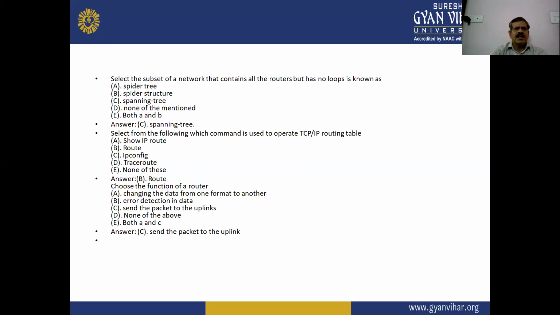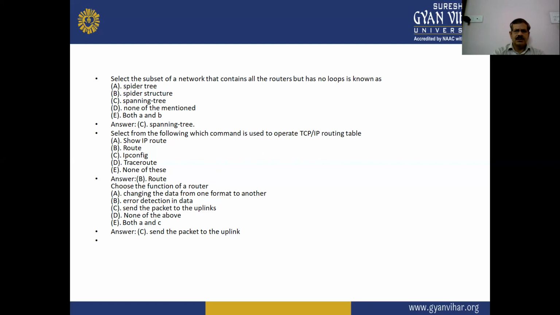In the next question, select the subset of a network that contains all the routers and has no loops is known as: option A, spider tree; B, spider structure; C, spanning tree; D, none of the mentioned; and option E, both A and B. The subset of a network that contains all the routers and has no loops is the spanning tree. So the correct answer is spanning tree.